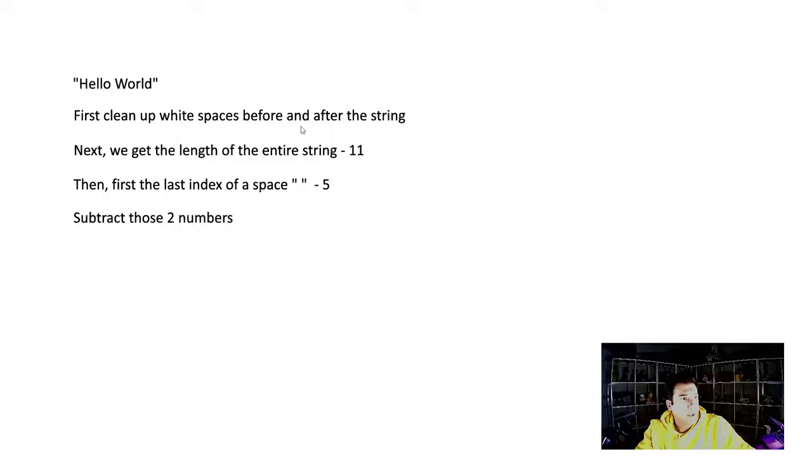Now we're going to subtract those two numbers. So 11 minus 5 is 6. And then we need to get rid of that one white space piece. So we're going to subtract 1 to remove the white space. And that is pretty much it. It's, I think, 2 lines of code.